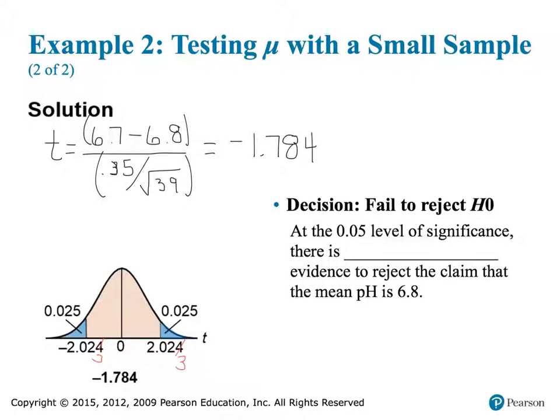Well, clearly that means we're below the center of the distribution because t is negative. But our test statistic is not in that blue region, that critical region. It's actually in here somewhere. So we're in the non-rejection region. And therefore, we conclude that at the 0.05 level of significance, there is not sufficient evidence to reject the claim. And again, the claim was in the null in this case, that the mean pH is 6.8.